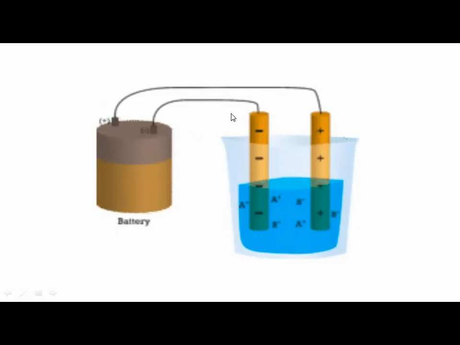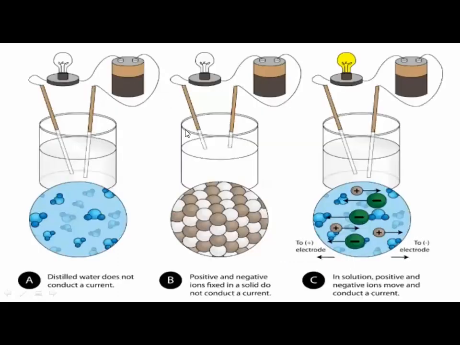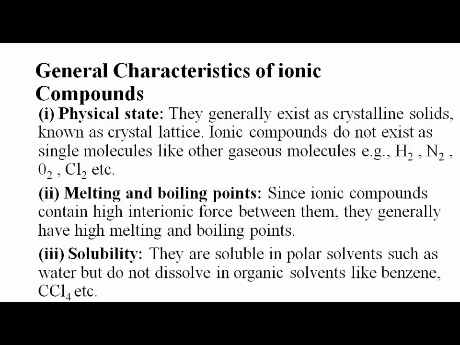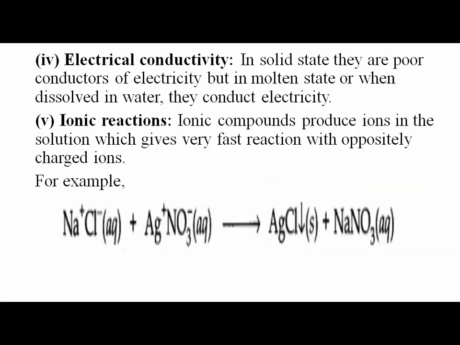So what are the key points that we discussed? Ionic compounds have high melting and boiling points. They are crystalline solids. They are soluble in water, polar solvents. They have the shattering property. They have electrical conductivity. They are poor conductors in the solid state, but in the molten state or when dissolved in water, they conduct electricity. Why? Because ionic compounds dissociate into ions when melted or when dissolved in water.